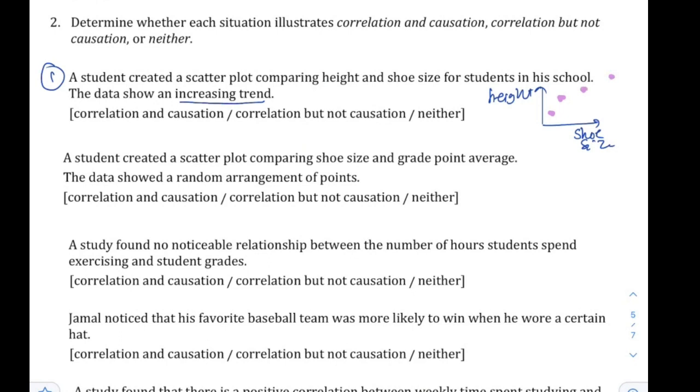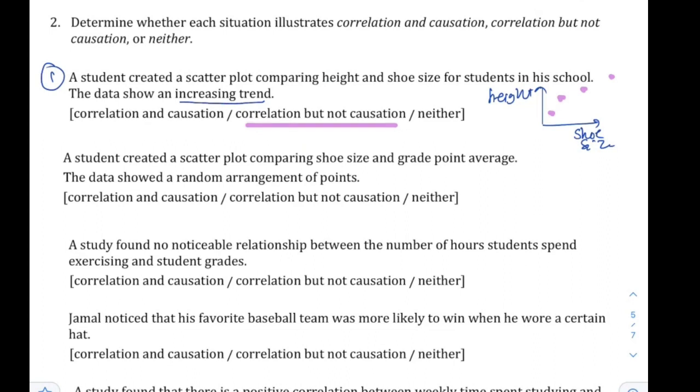So it is definitely correlation, and it is positive correlation. Yes, but is it causation? Means, does the shoe size cause the height to be higher, or vice versa? Is this directly relating to that? Can we expect that the bigger your shoe size is, the taller you should be? Of course not. So it should be correlation, but not causation.